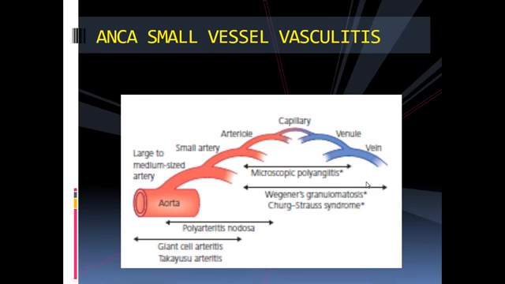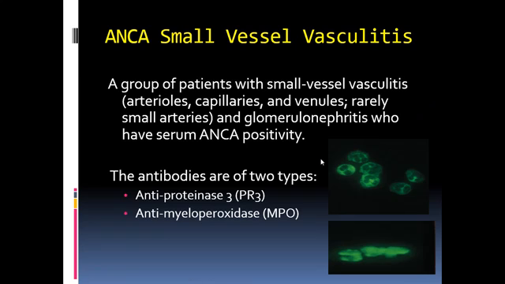Coming to the last entity, the ANCA-mediated vasculitis, we have vessel involvement from the very small vessel vasculitis to the large vessel vasculitis. As you know from your basic pathology knowledge, we have Takayasu's and polyarteritis nodosa, but the commonest in children are the small vessel vasculitis.